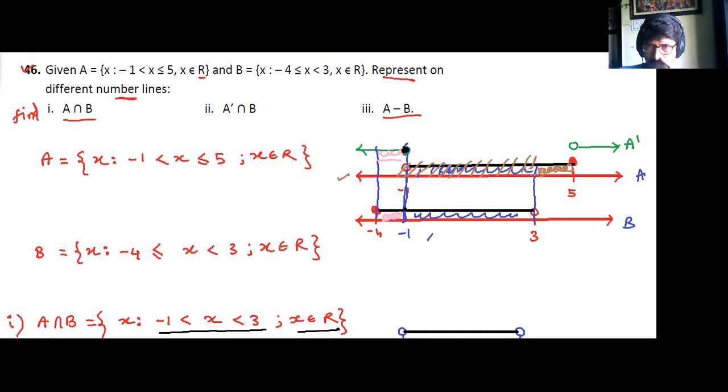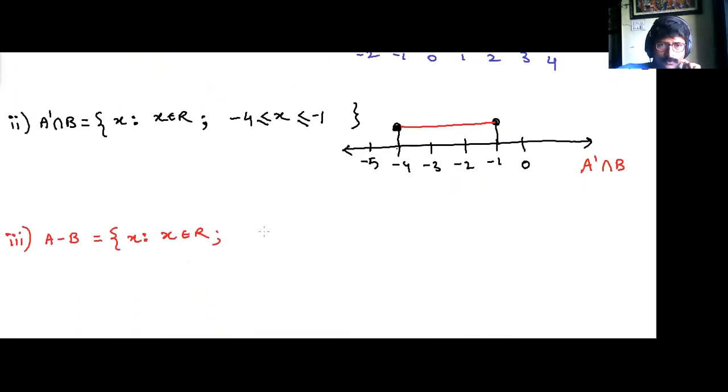Now, what about 3? What about 3 specifically? Think very carefully. What about 3? Is it included or excluded? Because it's not there in B, it will remain in A. Listen very carefully to what I'm trying to explain. Because 3 is not there in B. Is 3 a part of B? No, it's not part of B. So when we are removing, it will remain in A minus B. You understood? So from 3 to 5, both inclusive, 3 and 5. So 3 is less than or equal to x, which is less than or equal to 5.